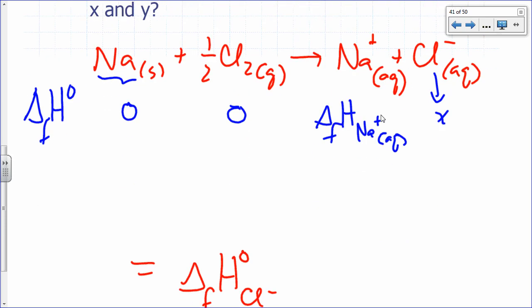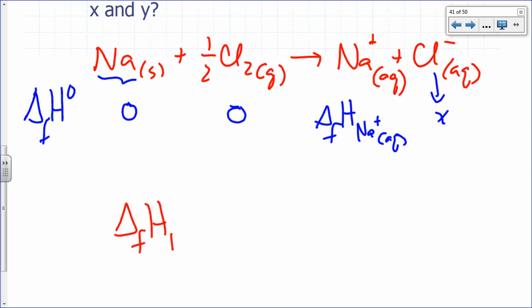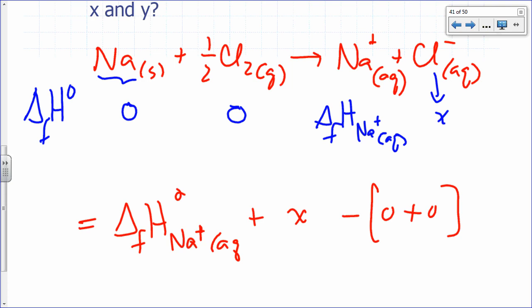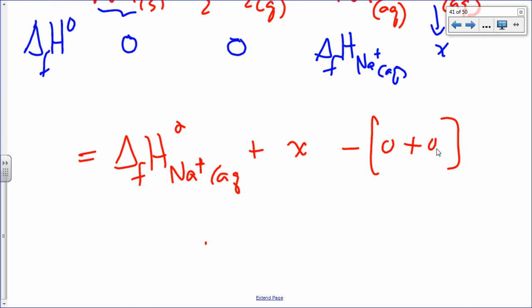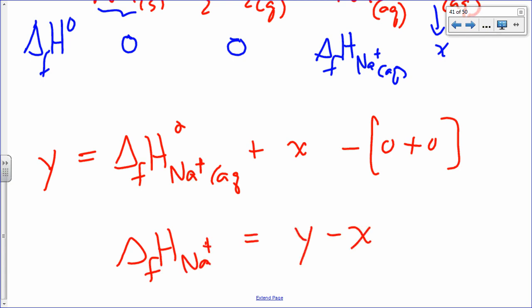So we can say then that delta H formation of sodium ions plus X minus 0 plus 0, this whole thing is equal to the delta H for the overall reaction, which is Y. So that's equal to Y. So delta H formation of sodium ions is just equal to Y minus X.